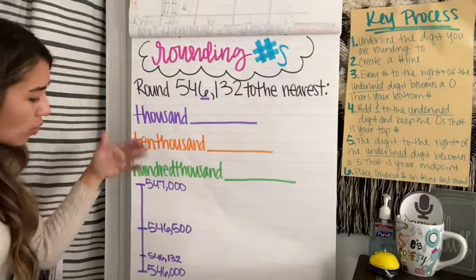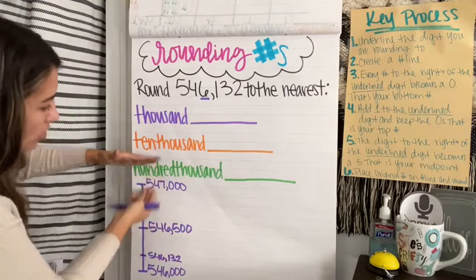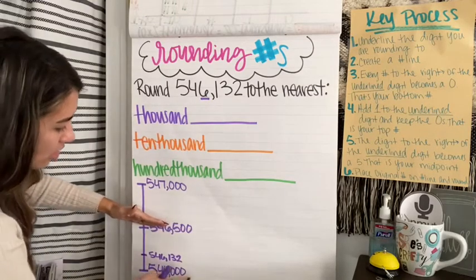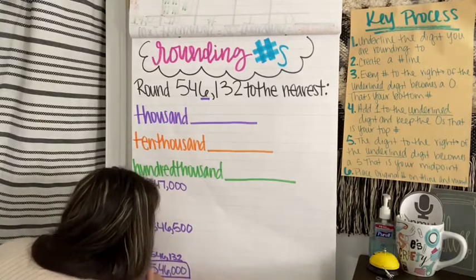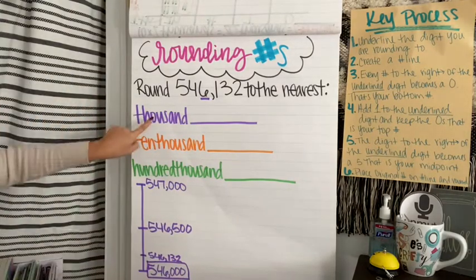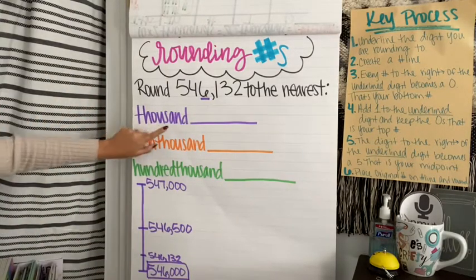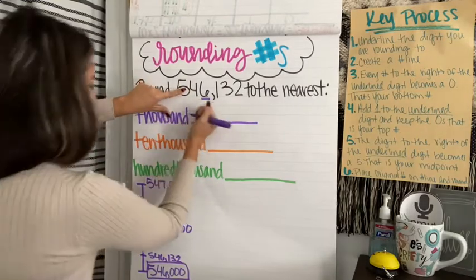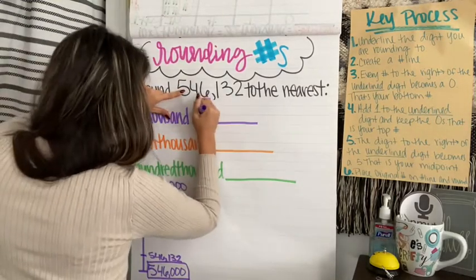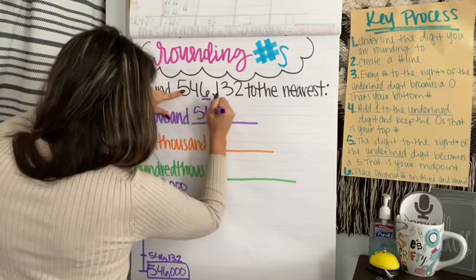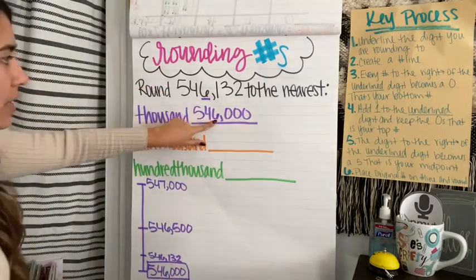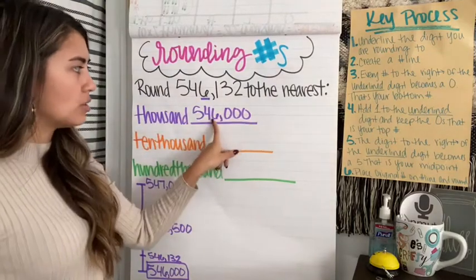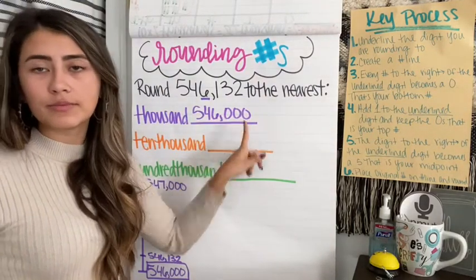Okay, so I've done that, and now it says I have to round. Well, I know that if it's up here, I'm rounding up. And if it's down here, I'm rounding down. So, in this case, I'll be rounding down. So to my nearest thousand, this number will be rounded to 546,000. I'm rounding to my nearest thousand, which is 6,000.